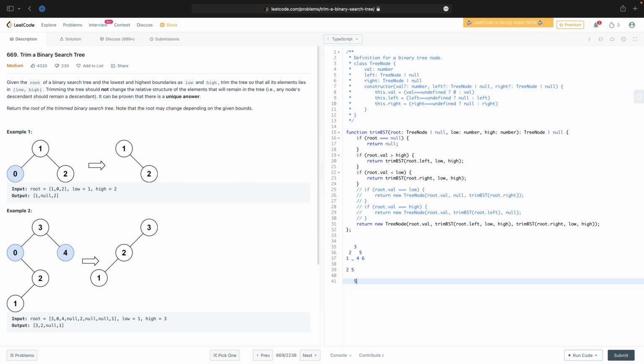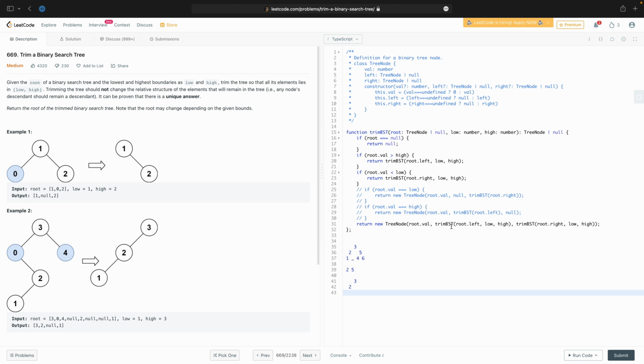So we are going to keep the 3, but then we're going to go in and trim the BST. We're going to say, well, the root dot left, low and high. So the 2 isn't lower or higher. So that's going to be kept. And I'll come back to the other side in a minute. I haven't lined those up properly.